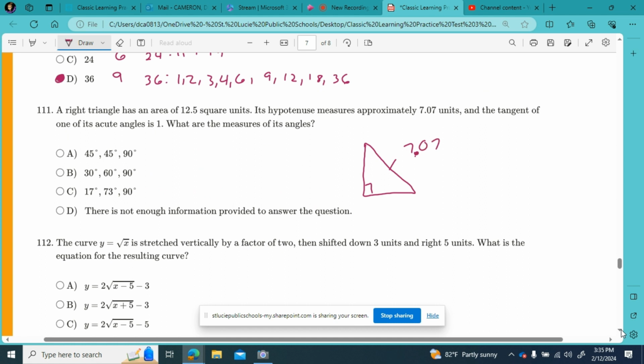If the tangent of A equals 1, my tangent is my opposite over adjacent. So whatever this is and whatever this is, they're equal, which means these two angles are equal. So you've got an isosceles right triangle, which is 45, 45, 90 degrees.